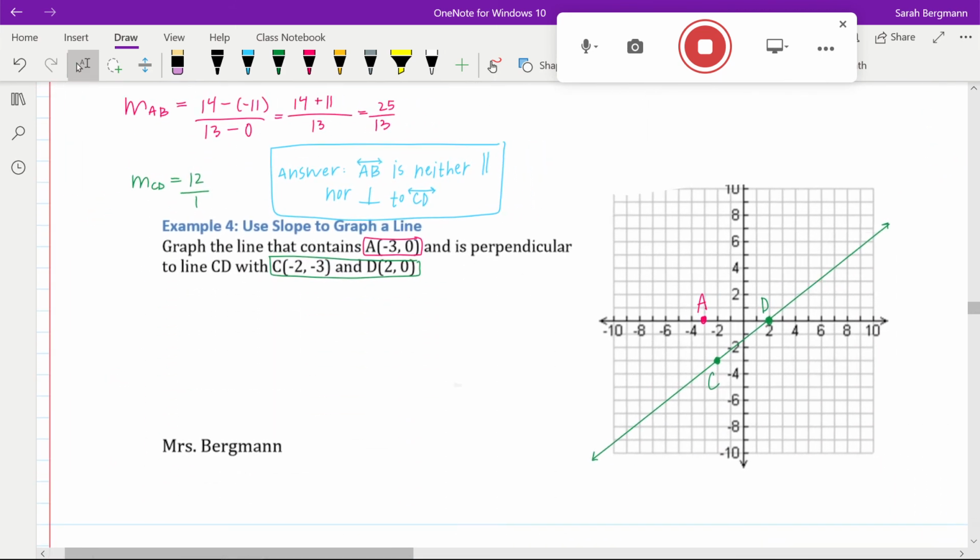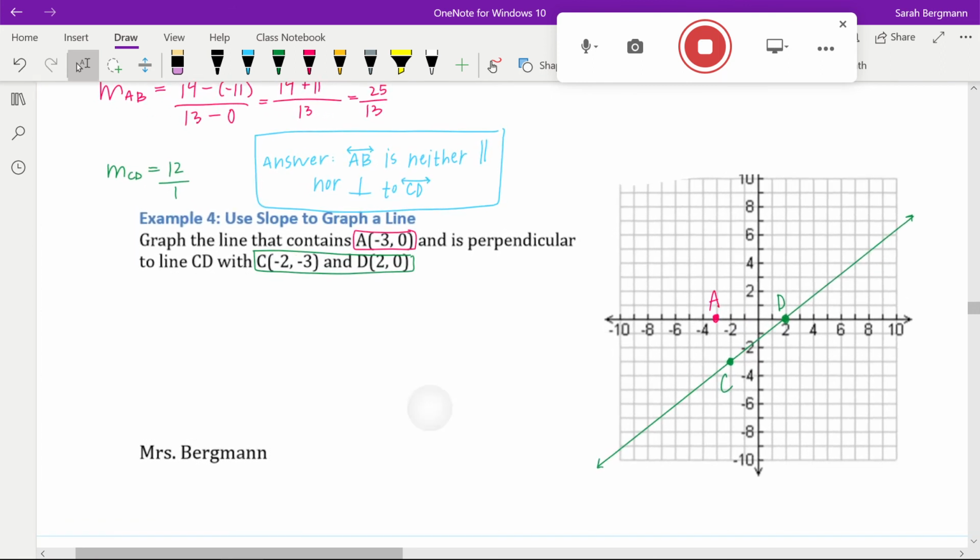All right, finally, example 4. Use the slope to graph a line. It says graph the line that contains A, (-3, 0), and it's perpendicular to line CD with those 2 points C and D. I already graphed point A and line CD. Make sure you're labeling your points as you're graphing them, and draw the line that it asks you to draw.